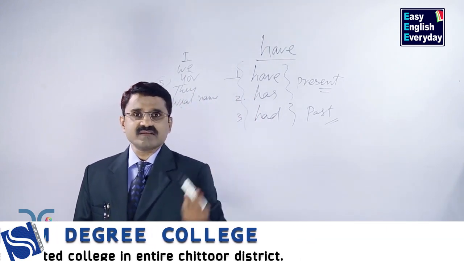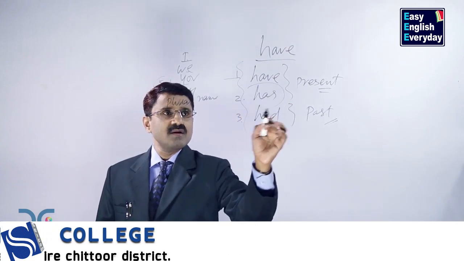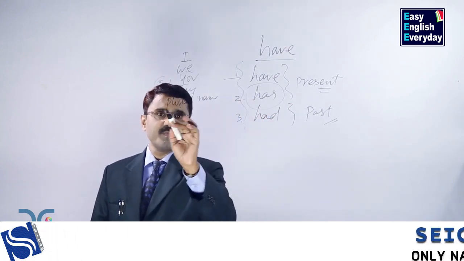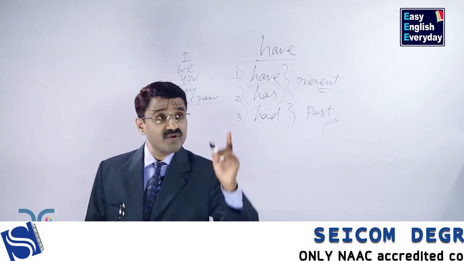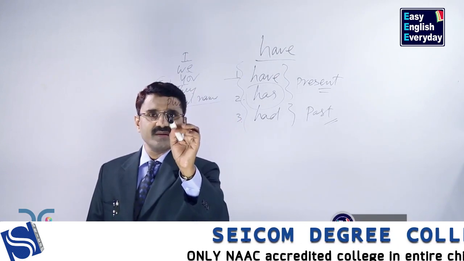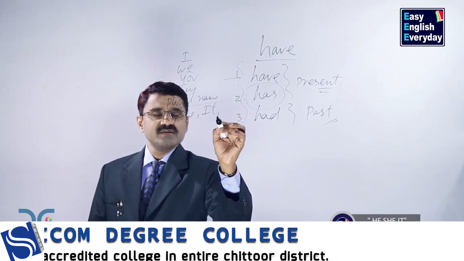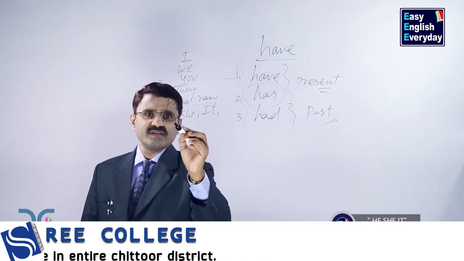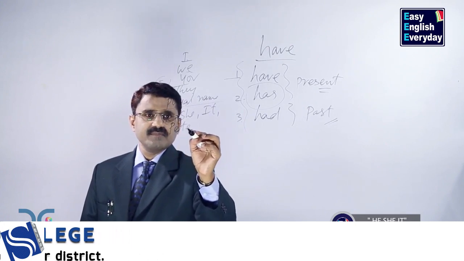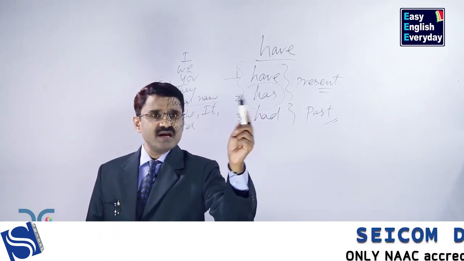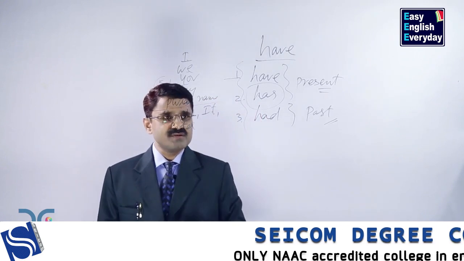What about has? Nobody makes friendship with has? Of course, why not? 4 people are there. They will make friendship with has. Who are they? He, she, it, and any singular name, let us say Peter. He has, she has, it has, Peter has.